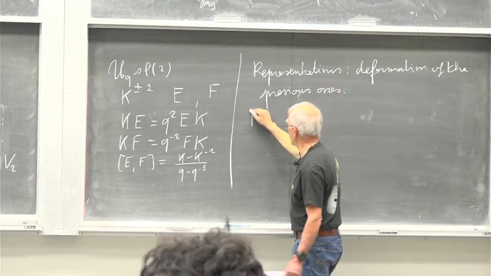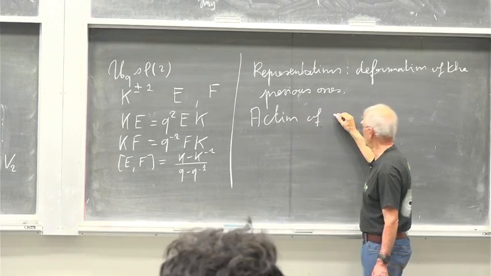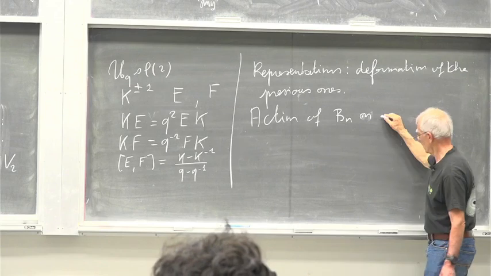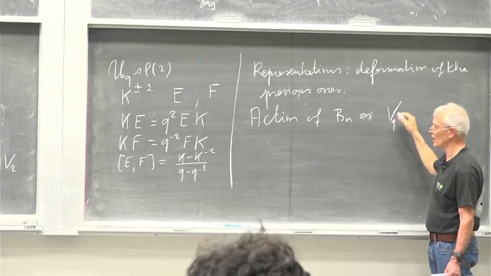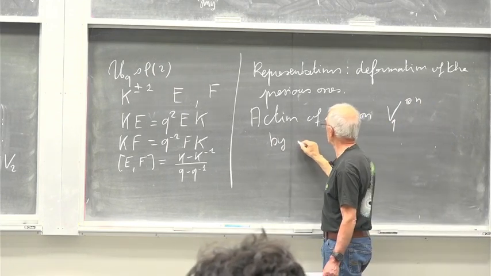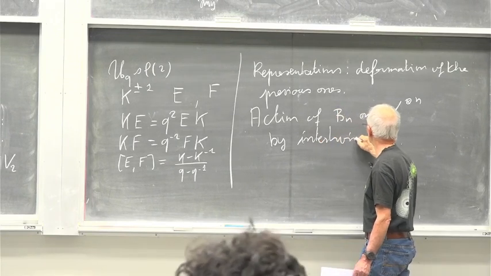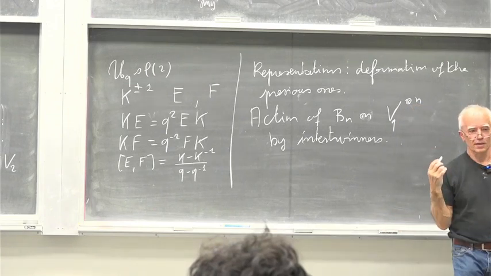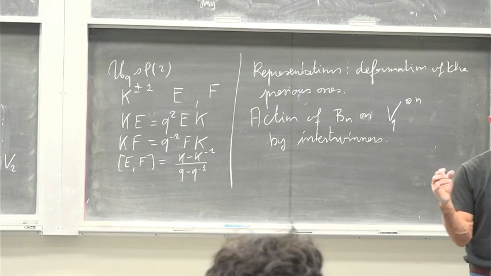And then we get action of Bn on VQ, say, for the deformation tensor n, by morphism, by intertwiners. So this will give you a bunch of quantum representations of the braid group.